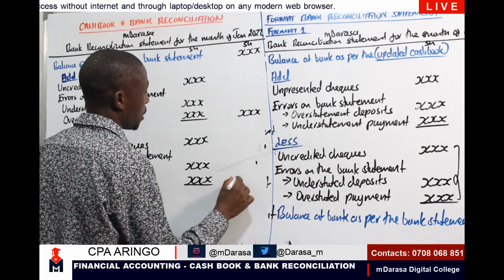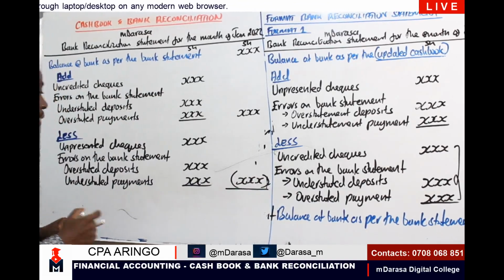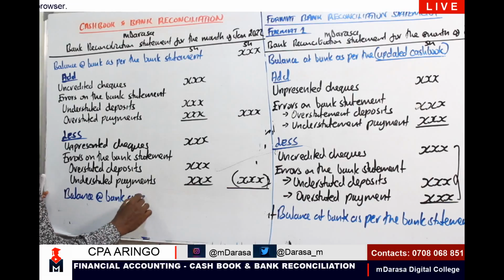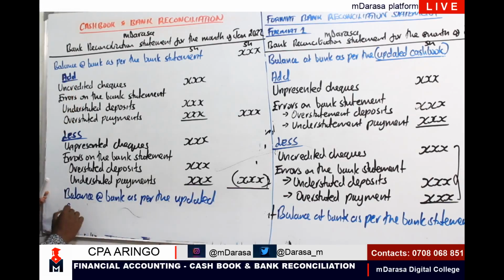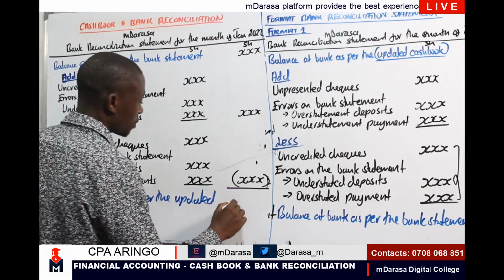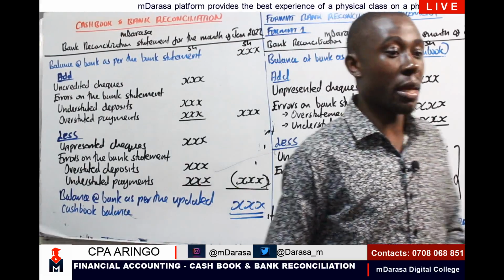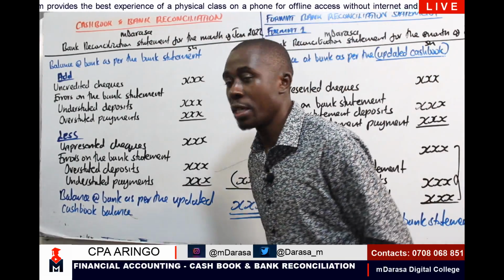So that as at the end of the day, I'll be having our figure there, which should be deducted. So the moment you do have that, confidently, that should give us our balance at bank as per the updated cash book balance. So you'll find that these are the two formats that you can always tend to use in preparing our bank reconciliation statement.